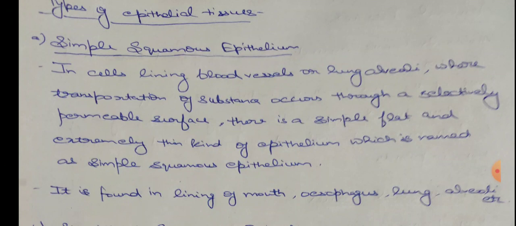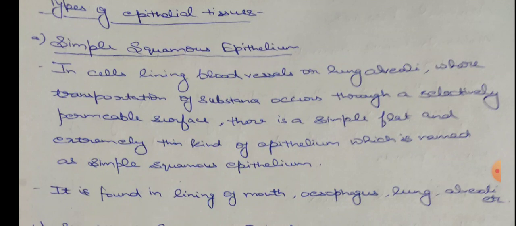Now where is it found? It is found in lining of mouth, esophagus, lung alveoli, etc. Getting, students? Lungs, as we told you, alveoli in lungs, and also in lining of blood vessels. So this was the simple squamous epithelium. They are extremely thin and flat and also form a delicate lining.